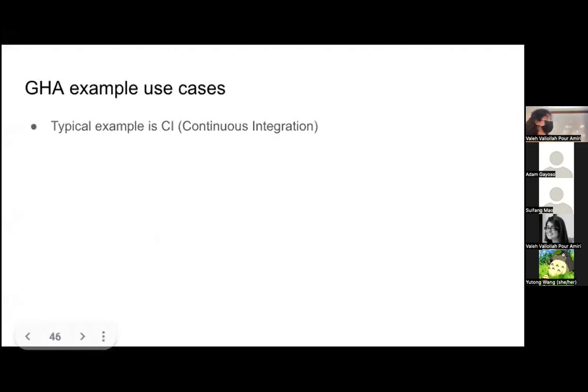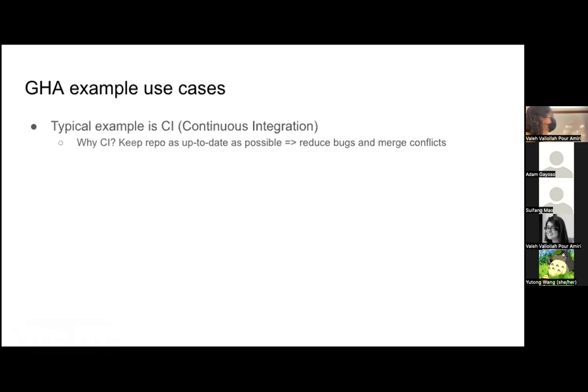Okay, so one of the main use cases of GitHub Actions is continuous integration. I briefly mentioned that earlier, but if you don't know, in a nutshell, why do you need continuous integration? What you basically want is to keep your repository as up to date as possible. So you want to commit and push your code as frequently as possible to avoid bugs and merge conflicts. That's the idea behind it.